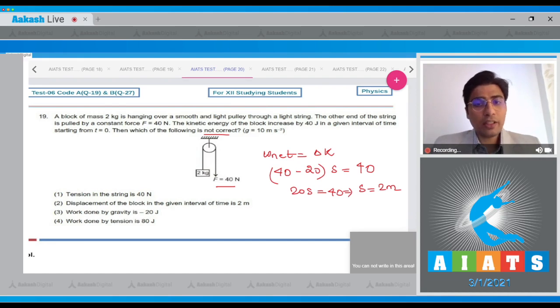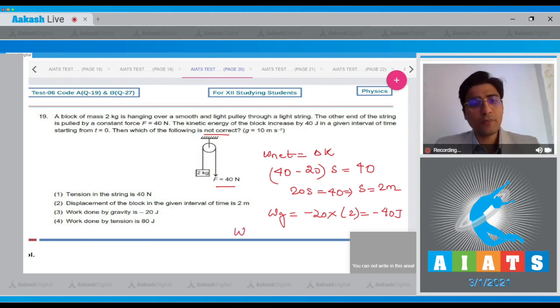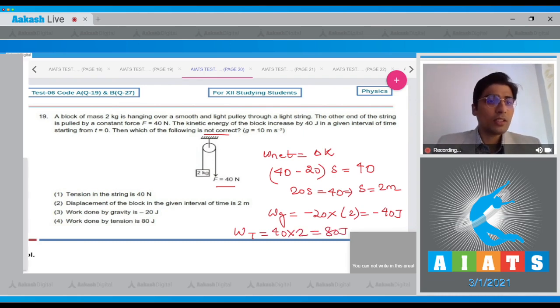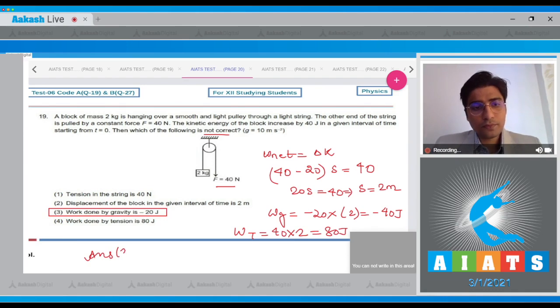The work done by the gravity, that is Wg, will be equal to minus 20, that is the value of gravitational pull, multiplied by the displacement 2. Minus sign is because they are in opposite direction, that is minus 40 joules, and hence we can clearly see that the third statement is incorrect. We can also check the fourth statement. Work done by tension will be the value of tension multiplied by the displacement 2, that is 80 joules. From this analysis we can see that the final answer that we should report as the correct option should be option number 3. Now let us proceed to question number 20.